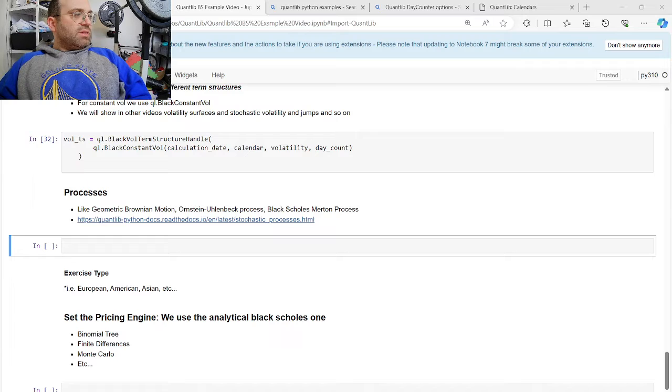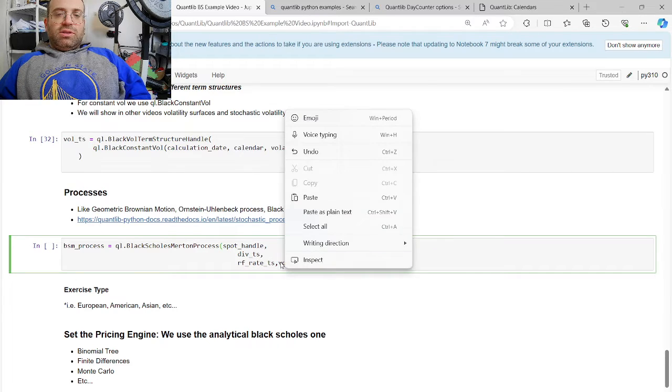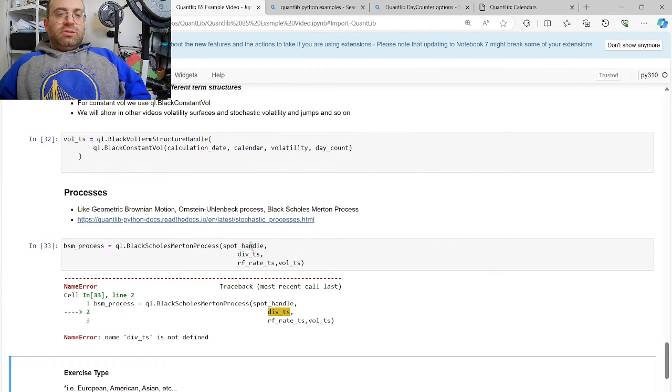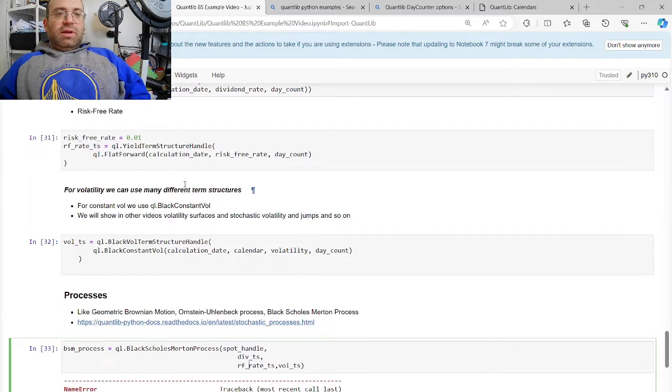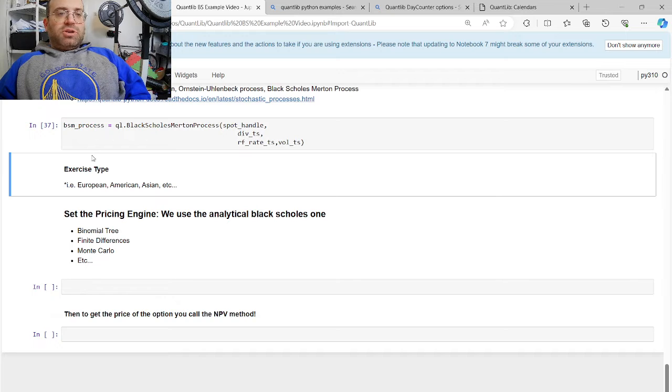So let me show you guys how that's done. You give it the Black-Scholes-Merton process. This gives you the initial starting price. You have the dividend term structure, the risk-free rate term structure, and the volatility term structure, like that. So that's the Black-Scholes-Merton process.